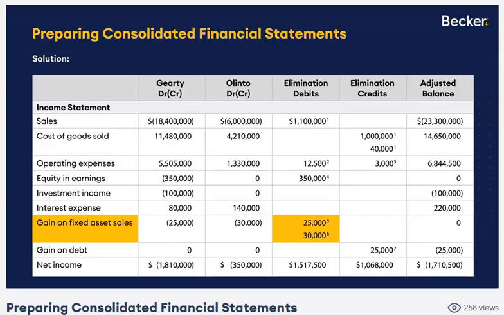The machinery was sold for $100,000. It had a net book value of 70: 90 minus 20 accumulated is a basis of 70, sold for 100, so therefore it was $30,000 that we have to adjust for. So we take that gain out. We take the gain on the sale of land out, we take the gain on the sale of machinery out, and those are both debits.